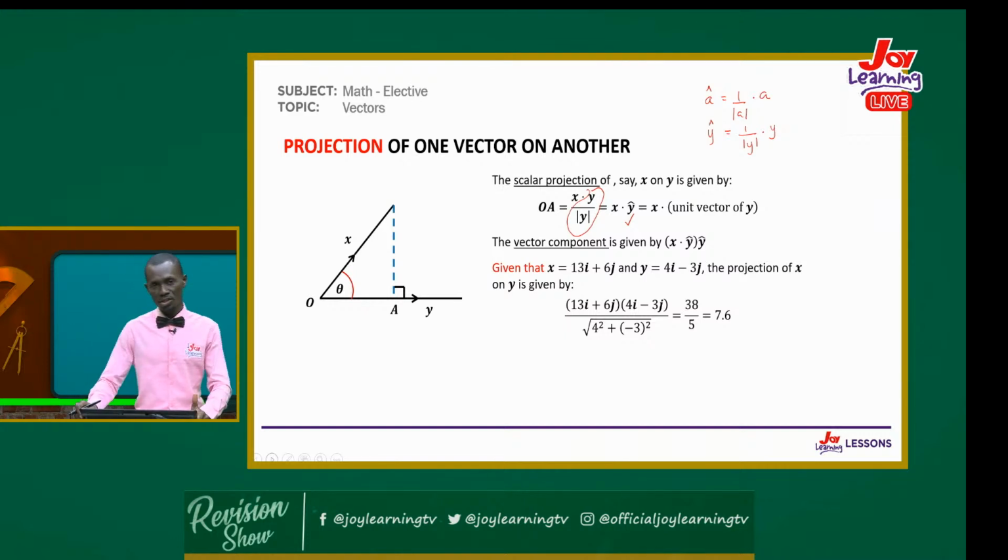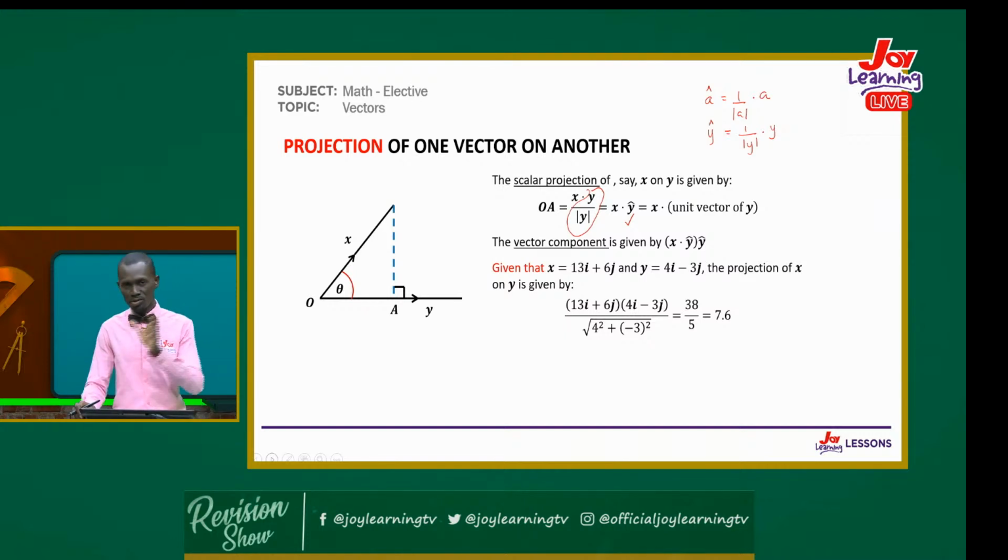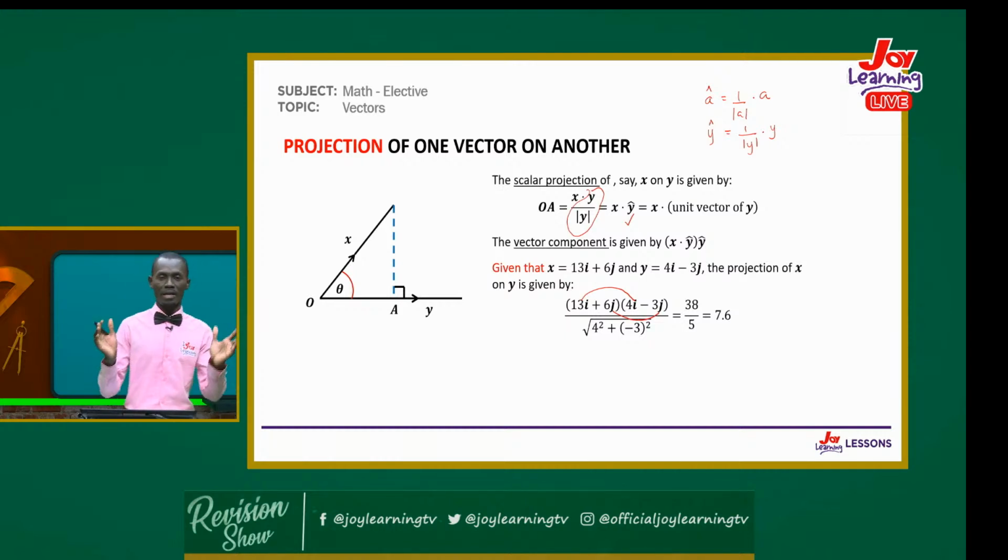How did we get the 38? I'll show you in greater detail later, but suffice it to say you simply multiply 13 by 4, which gives you 52, and then 6 multiplied by negative 3, you get negative 18. So I simply multiplied this by this and multiplied this by this, and I summed it. Why didn't I do the rest? You'll get to see later.